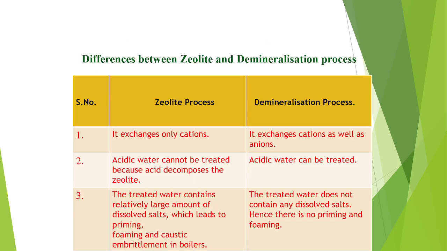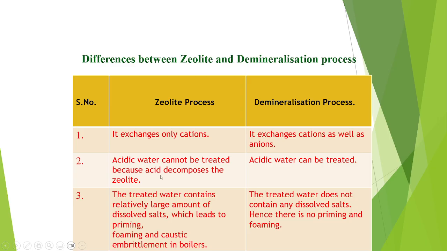So let's conclude these two processes, the zeolite process and the demineralization process. In the zeolite process, we can exchange only cations, that is, the hardness-causing agents, calcium and magnesium ions only, are removed. But in the demineralization process, we remove both the cations as well as the anions.